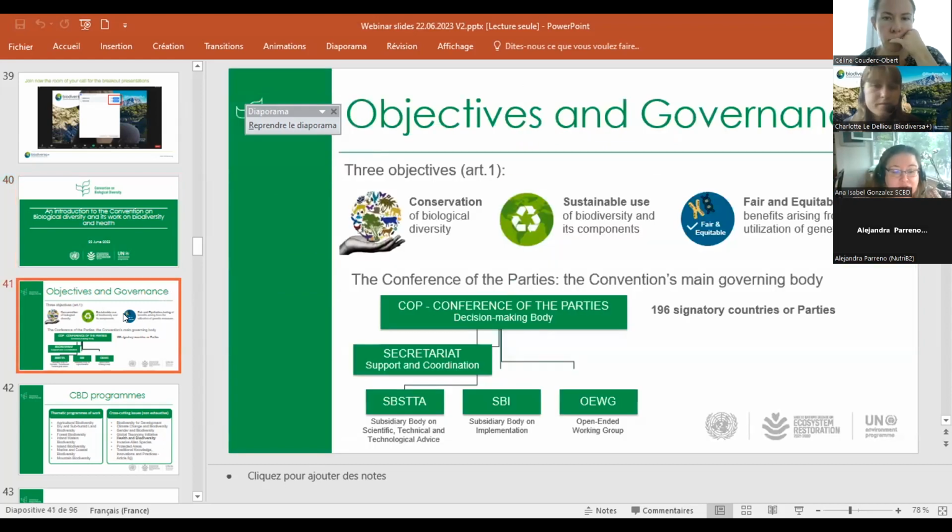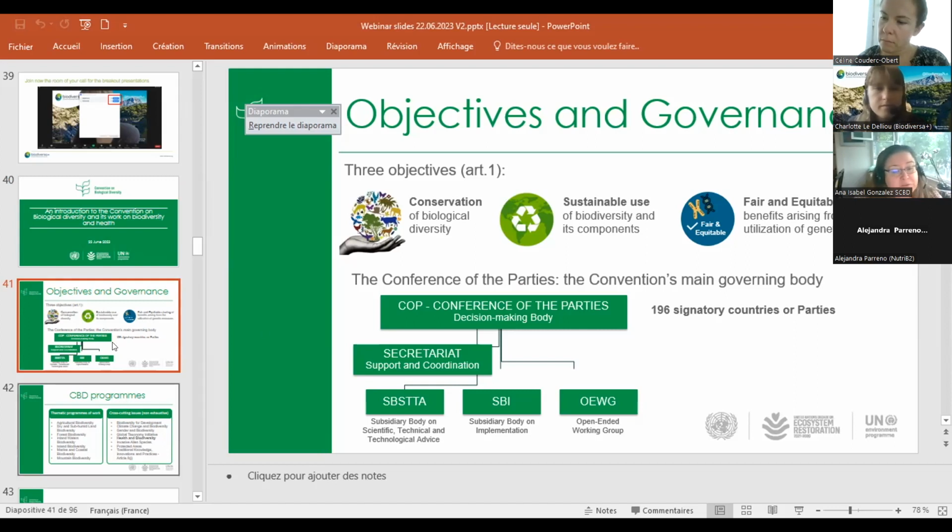So I know you've already been given a lot of context on the CBD, but I would also like to start by giving a bit of context on the work we do. The Convention on Biological Diversity is an international legally binding treaty that currently has 196 signatory countries or parties, and it has three main objectives: conservation of biological diversity, sustainable use of biodiversity and its components, and the fair and equitable sharing of benefits arising from the utilization of genetic resources. All our work operates under those objectives.